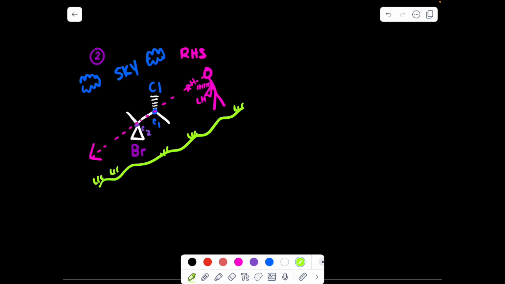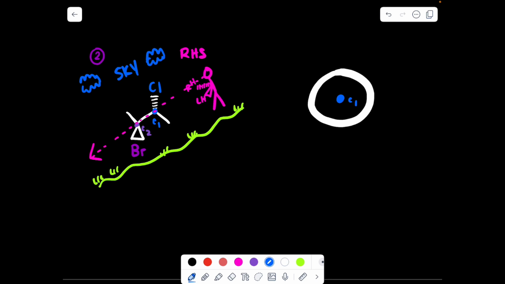Okay. So now we got to draw in our Newman projection. So we draw in a circle with a dot. And that dot is going to be the carbon that is closest to me. And when I say me, I am saying that I am the stick man that we drew in pink. So this would be C1.